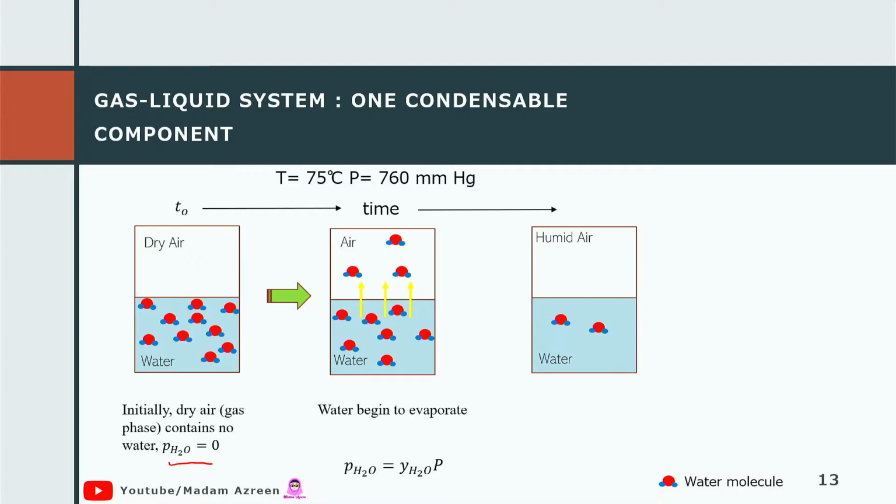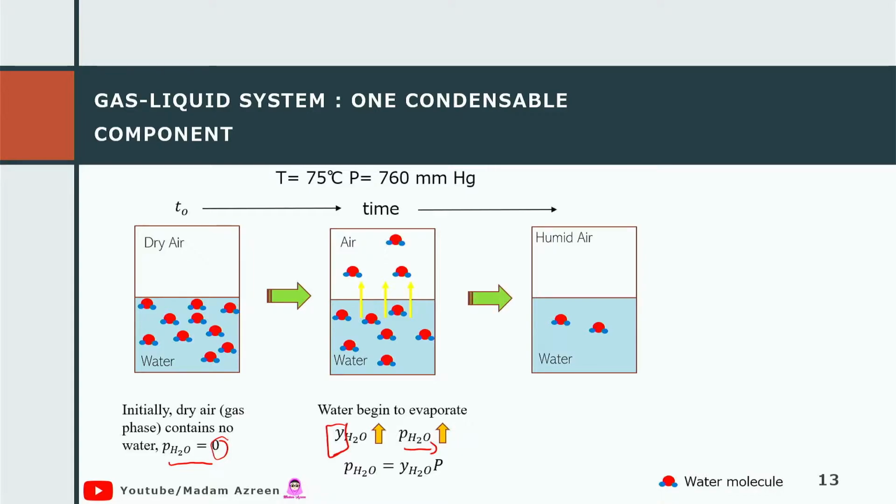So the mole fraction, the symbol Y we always see, we use for mole fraction in the gas phase. The mole fraction of water in the gas phase will increase because the water starts to evaporate. And the same goes for the vapor pressure of water. Initially it is at 0 and it continues to increase over time because the water is starting to evaporate.